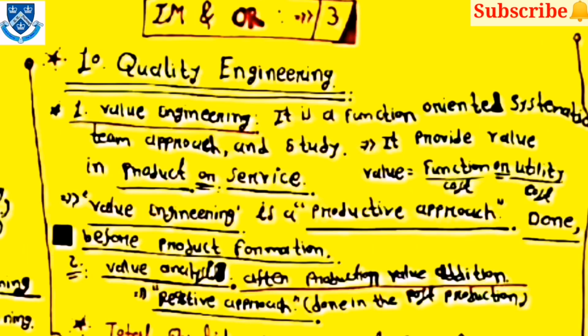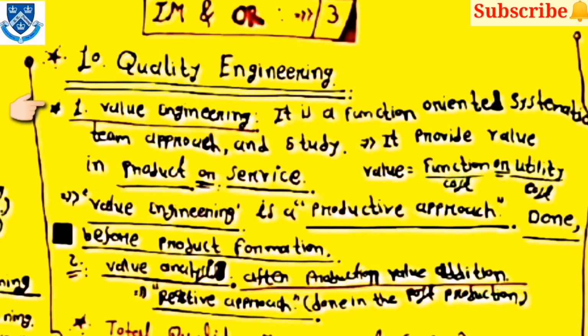Then after, the last chapter is quality engineering. From this chapter, mostly the 1 mark questions will be asked in the CAT examination. First one is value engineering. It is a function oriented systematic team approach and study, and it provides the value in product or service. Then value is equal to function per cost, or you can say the utility per cost.